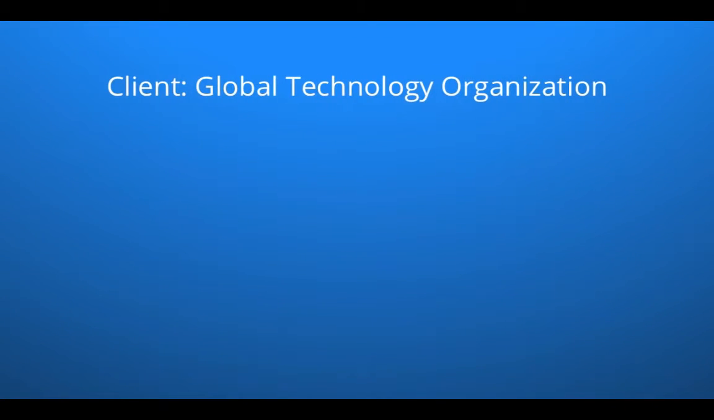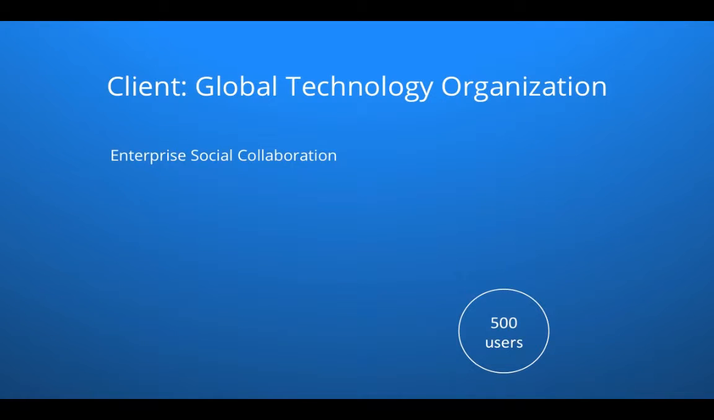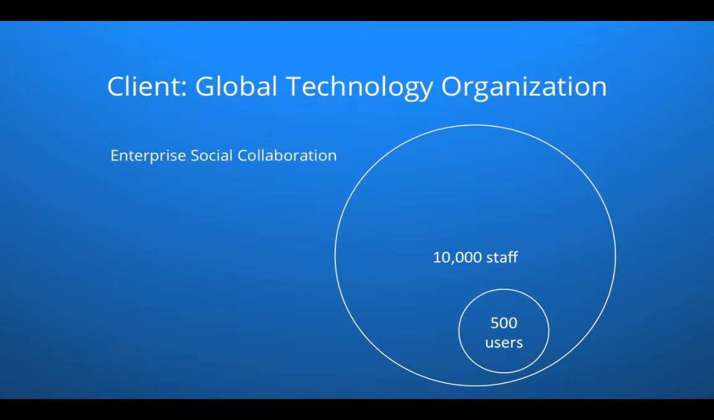The client here is a global technology organization for whom the rollout of an enterprise social collaboration was a highly strategic initiative. A year into the rollout, they found that there were only 500 active users out of 10,000 staff. Our brief was to help them resolve this poor take-up before the project was mothballed. So how do we help them?